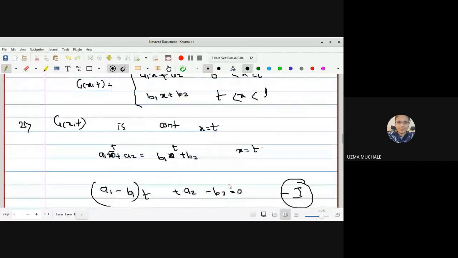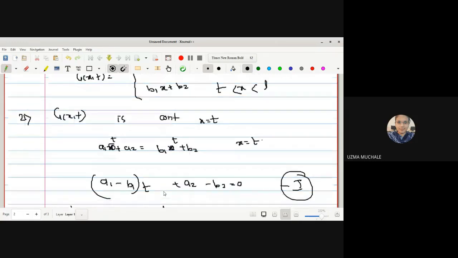Is it a1 minus a2? I have taken t common. Here is t, here is also t. a1 minus b1 it should be, no? Hello? Yes, ma'am. Okay, ma'am. T common taken, right? a1 minus b1 will be there in the bracket.